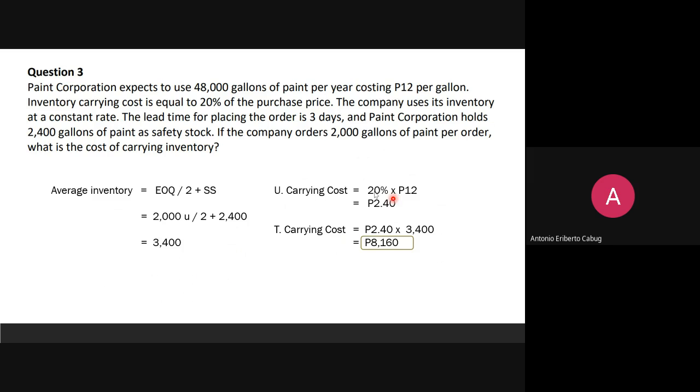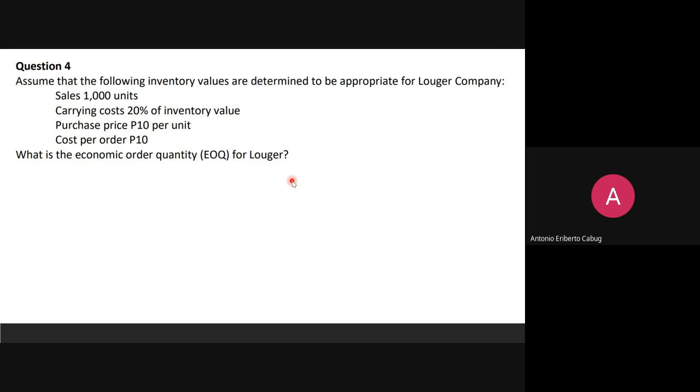Wala talaga kayong mga tanong? O ito, anong sagot nyo? Find the EOQ for this one.